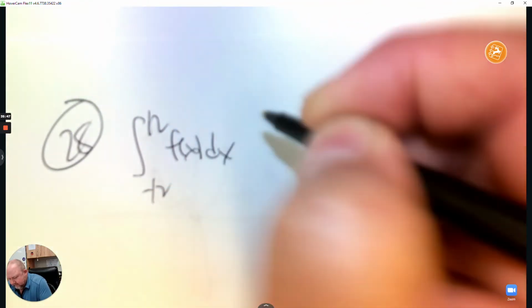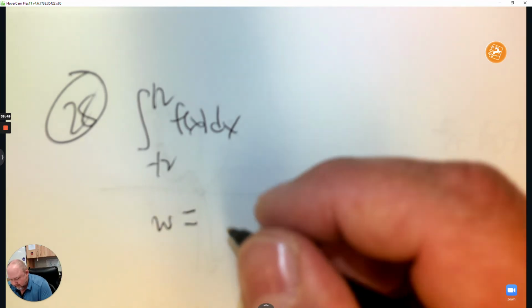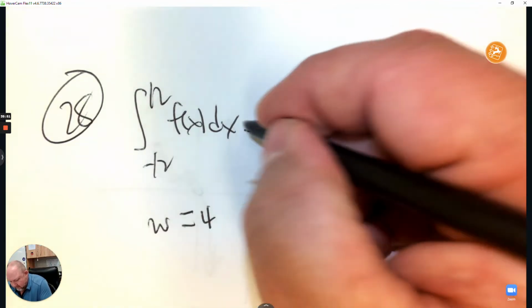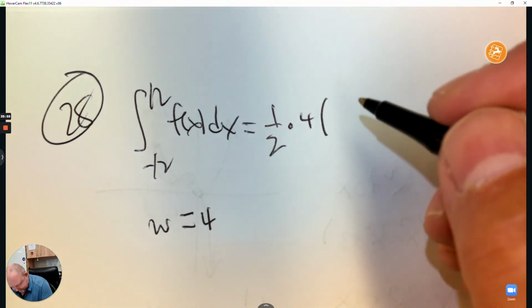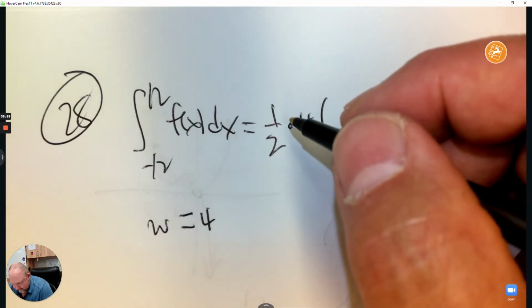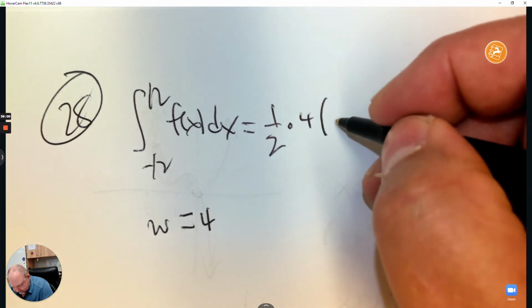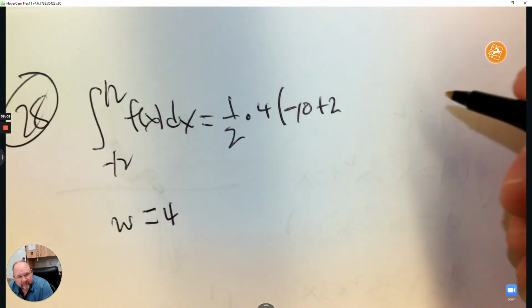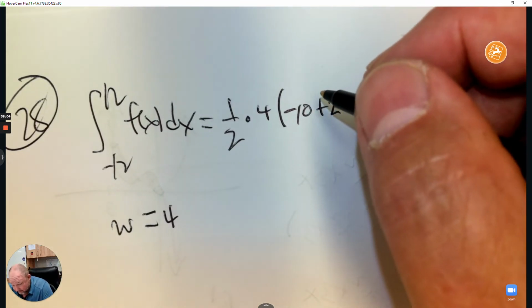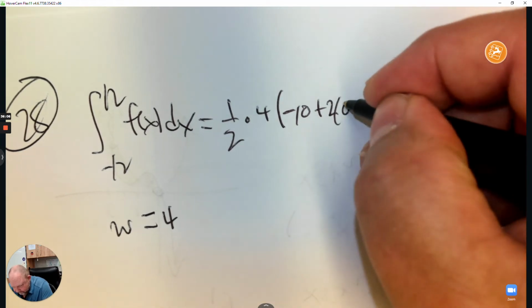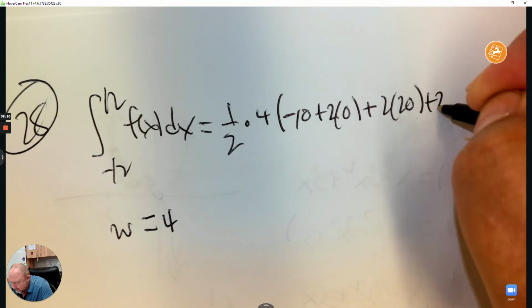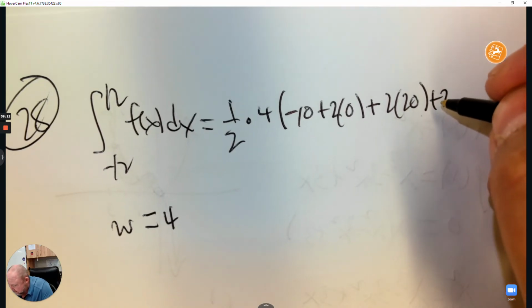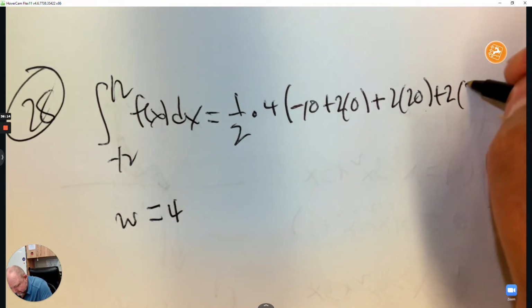So let's see, what are the things I care about? The width of each trapezoid. Well, we just told the width is 4. So the formula starts with 1/2 and then the width, which is 4. The first height is at negative 12, and the height is negative 10. Then we're going to count by 4s. At negative 8, the height is 0. At negative 4, the height is 20. At 0, the height is 30.